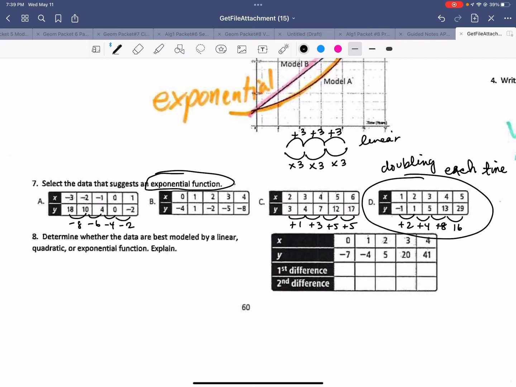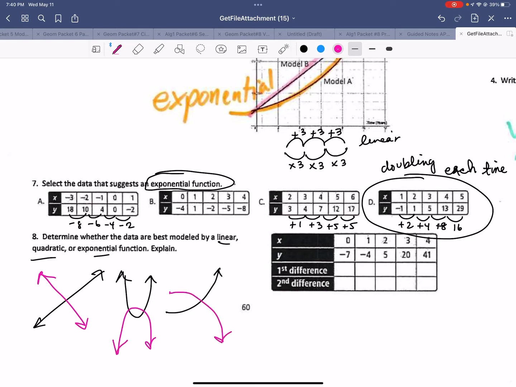All right. Determine whether the data is best modeled by a linear, quadratic, or exponential. So linear goes like this, quadratic goes like this, and exponential goes like this. Now we know each of these could be negative. So it could go down, it could be going down like that, right? Okay, so what is the first difference? So what is happening here, right?